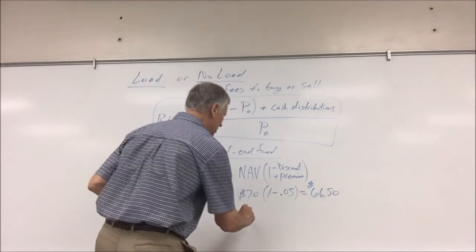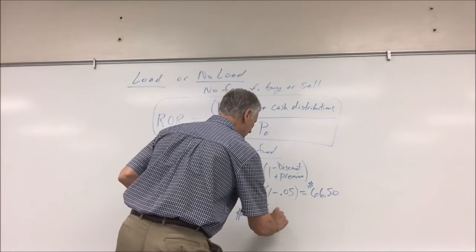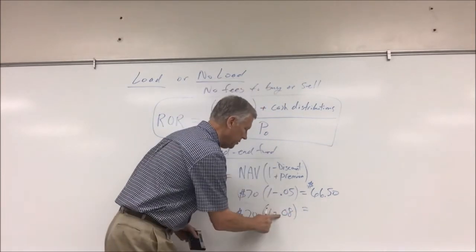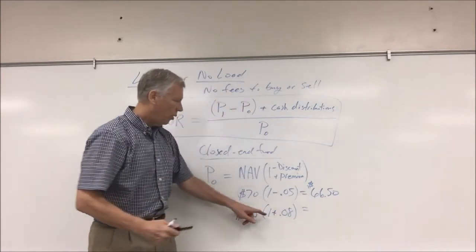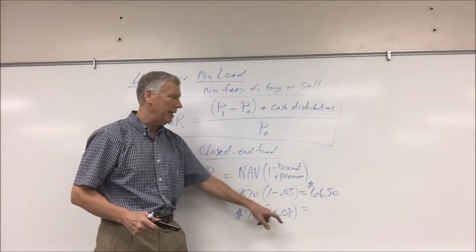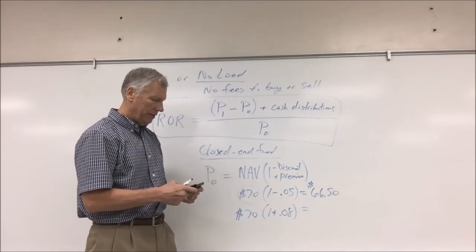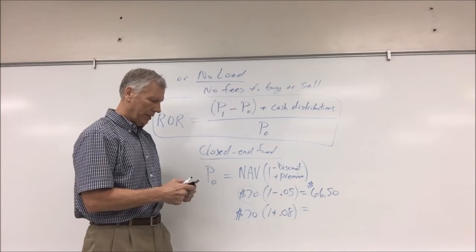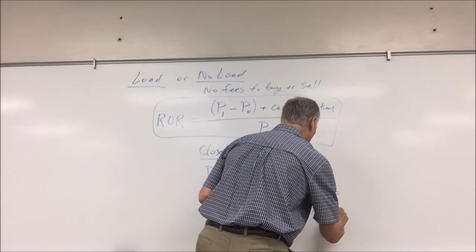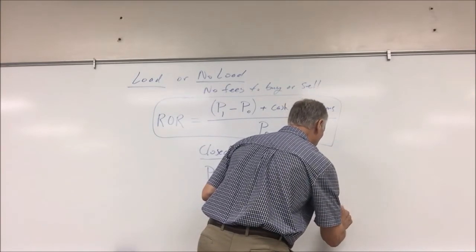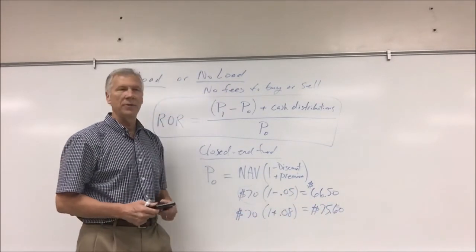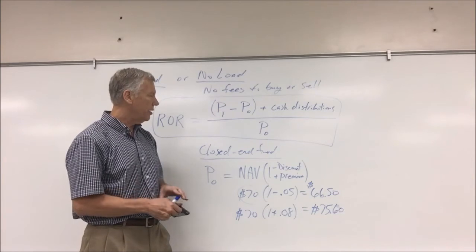Okay, another example. What if it's selling at an 8% premium? In this case, it'd be 1 plus the premium, 1 plus 8%. Notice I'm putting these things in decimal numbers. So this becomes 70 times 1.08, $75.60. In other words, it's selling at 8% higher than the $70. So this is the way you would write this.